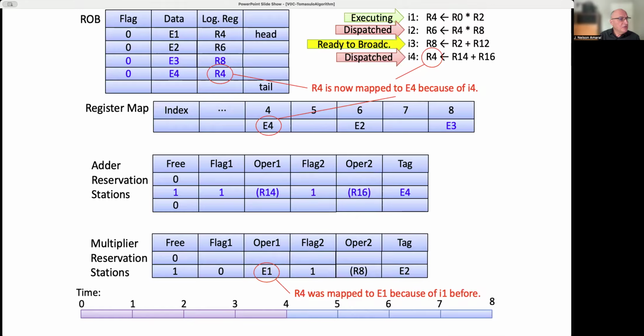And what else do we have here that we didn't have before? We have the instruction I4 that has been dispatched, sitting in the reservation station, just like I2 was sitting in the multiplication station. And it's indicating here that this instruction has both of the values available for computation, and that when it produces the result, it's going to write into E4.